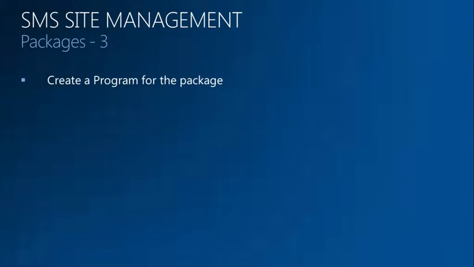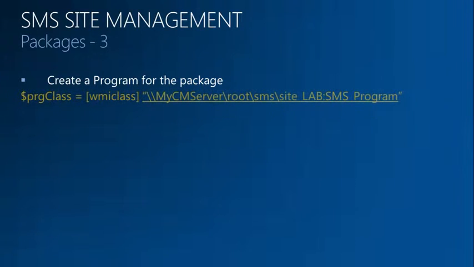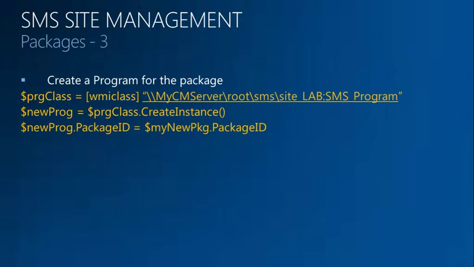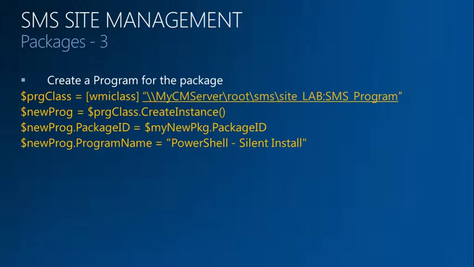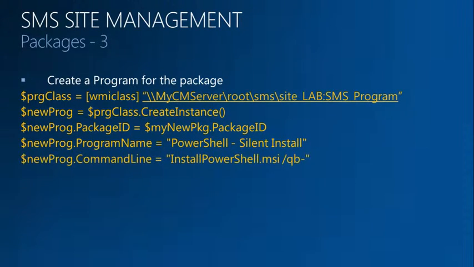So the previous slide was showing how to create the package. This is an example of how to create the program for that package. Again, we're creating an instance. We're getting the package ID from that package that we just created, and we're setting that because you have to associate a package with a program. And we've got to have a magical program name as well as a command line. Again, the SDK will tell you what the minimum required properties are for each item that you create. So it's definitely something you need to take a look at. And again, we're using a put on the end of it to actually save that information.